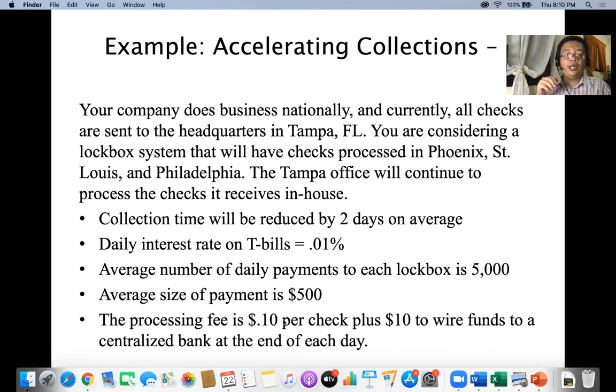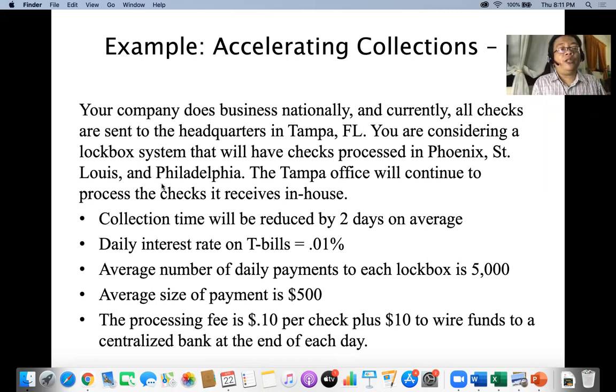What is the example of accelerating collection? Meaning, ginawa mo na yung part para makakolekta ka as soon as possible. So, anong gagawin mo? Number one, your company does business nationally and currently all checks are sent to the headquarters in Tampa, Florida. You're considering to have a lockbox system. Sa bangko, may lockbox system. Para kang nagpapatago ng pera sa bangko, sila na yung bahala. That have checks processed in Phoenix, St. Louis and Philadelphia. The Tampa office will continue to process checks it received in-house.